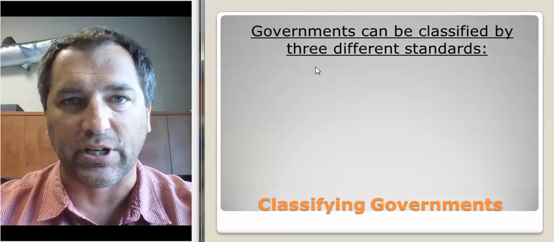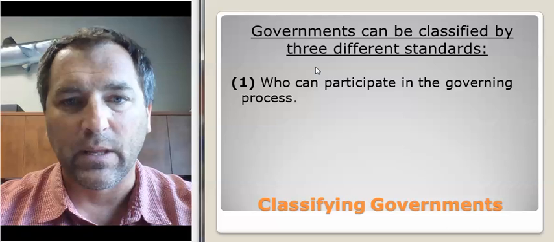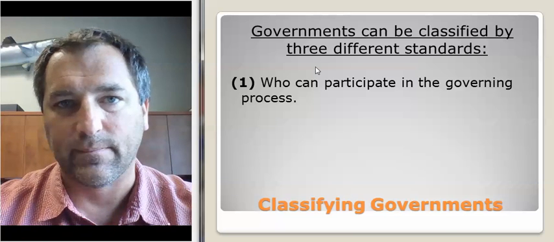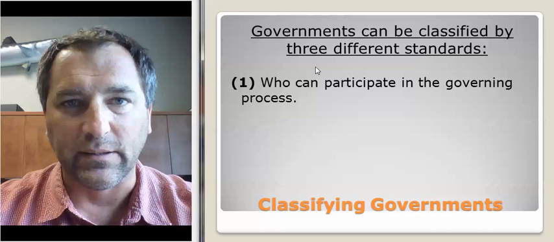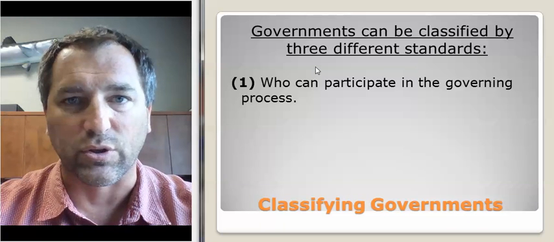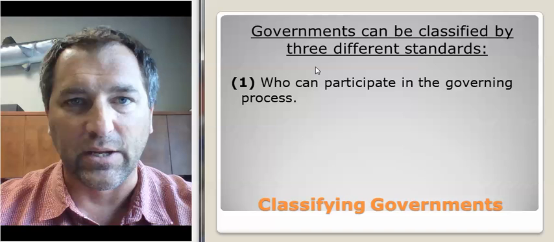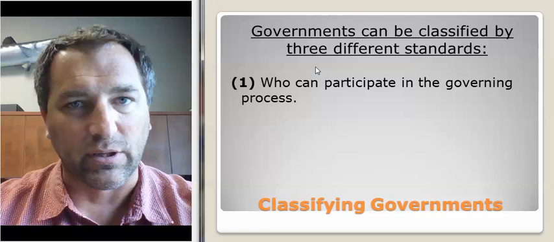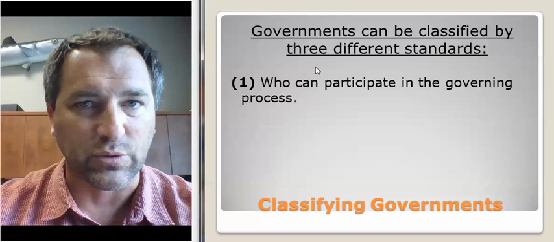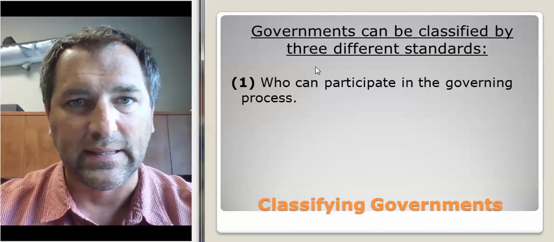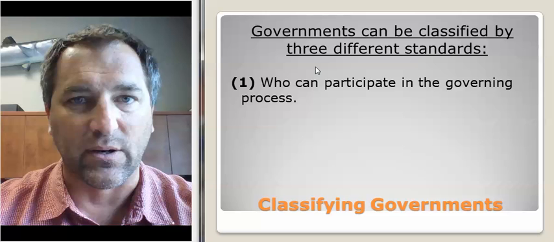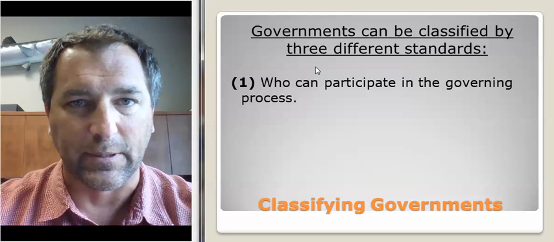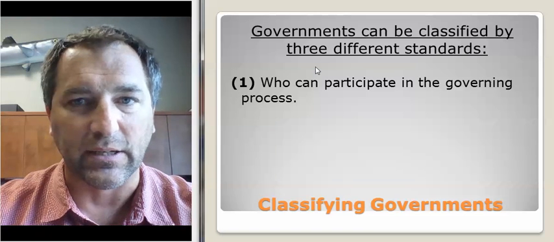These three in particular, the first being, who gets to participate? If it's almost everybody, then we would click more towards democratic. If nobody gets to participate, or at least very few, then we would click on dictatorship. Now, of course, there's in between, so you have to make a judgment call on that where it's closest to as far as how many people in that particular nation state can participate in their government.